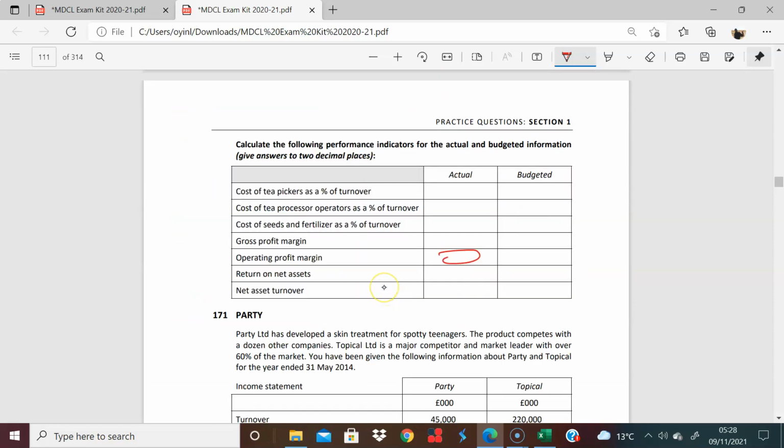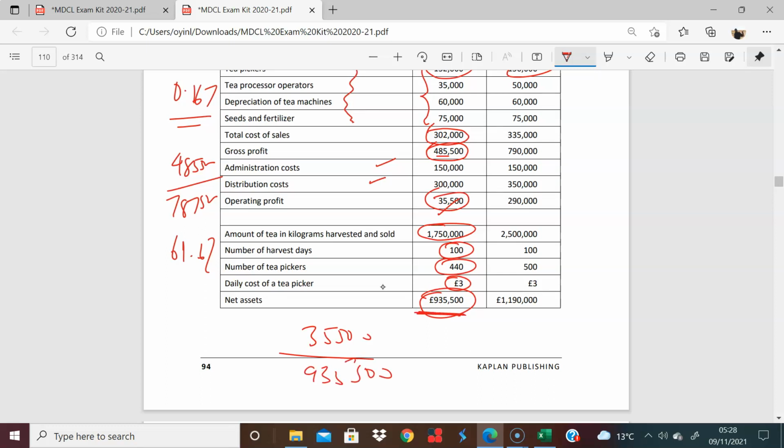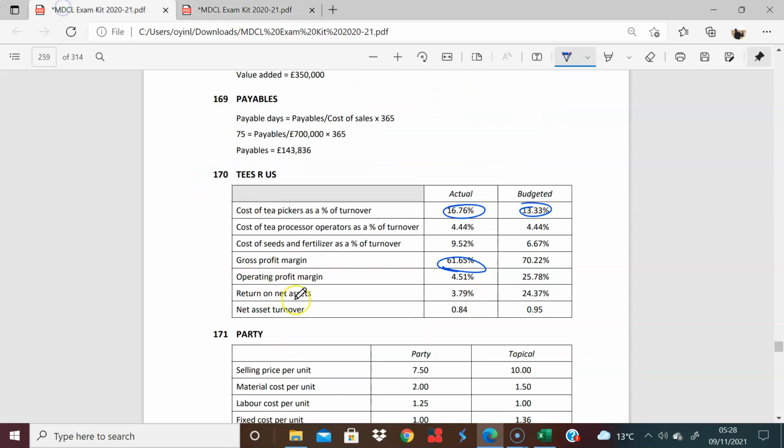And then you have return on net assets. Return on net assets is really saying how well these net assets generated profit. So you have here 35,500 divided by your net assets of 935,500. And that's what you're really doing. You're doing exactly the same thing here. So 35,500 divided by 935,500 is 3.7%, and that's what you see over here, and you do exactly the same thing for the next one.